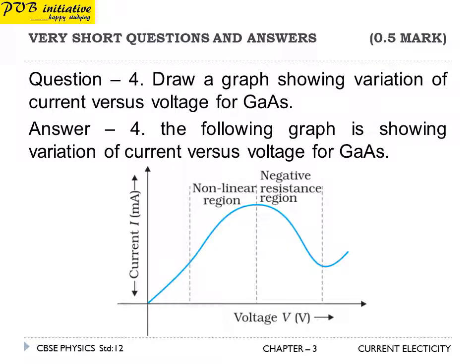Question 4. Draw a graph showing variations of current versus voltage for GaAs, that is gallium arsenide. Answer 4. The following graph shows the variation of current versus voltage for GaAs. This graph contains a nonlinear region, a negative resistance region.